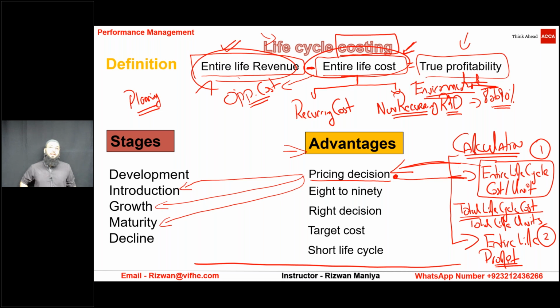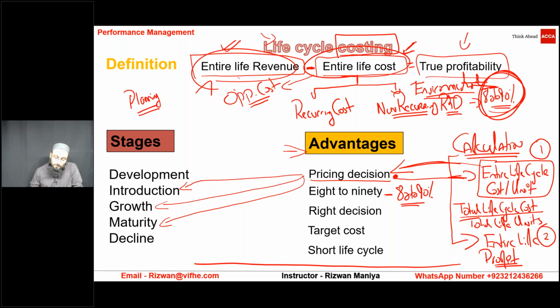The most profitable stage in terms of total profits is maturity, because the most number of units you are selling is in the maturity phase. The second advantage relates to 80 to 90%. As I mentioned earlier, I did mention products for which 80 to 90% of the cost is incurred in the development phase. For those products, life cycle costing is really useful. You know why?